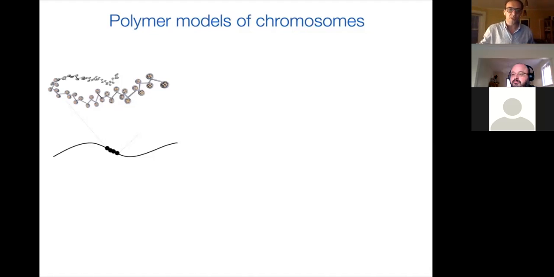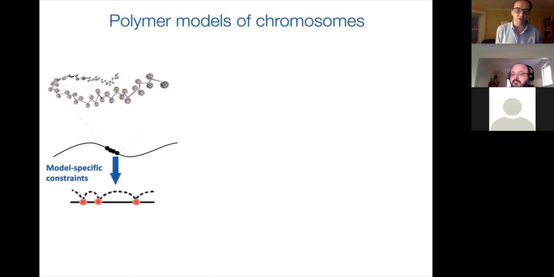So what we do with this data, we're building polymer models of chromosomes. We represent a chromosome as a long polymer. One monomer would correspond to one of such beads. Remember, I showed you these little nucleosomes, DNA wrapped around histones, so that would be one bead. Then I would impose some model-specific constraints on this. For example, I would define some rules by which different elements of the genome interact or have affinity for each other, and then I would simulate this using molecular dynamics simulations.